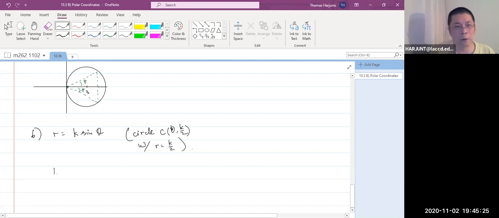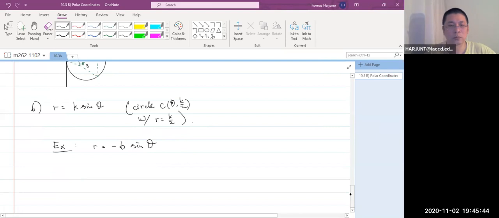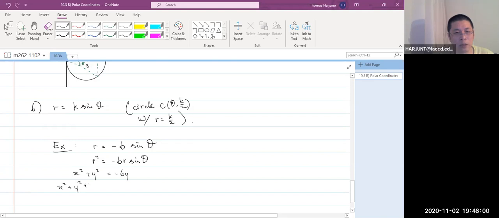Let's say, for example, how do we play with the equation first? Let's say r equals negative 6 sine theta. Multiply by r on both sides, such that I get x squared plus y squared equals negative 6y, so x squared plus y squared plus 6y equals 0.